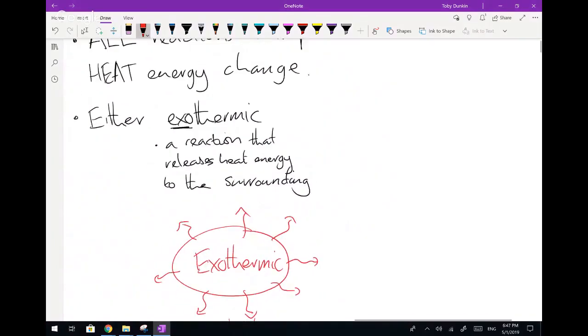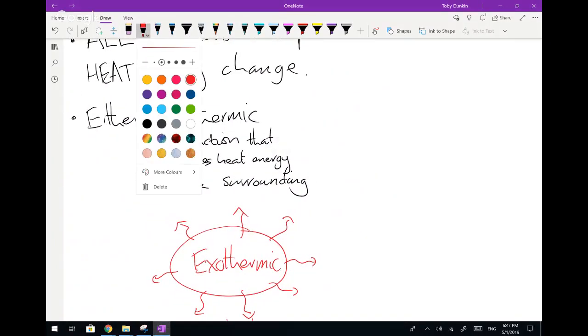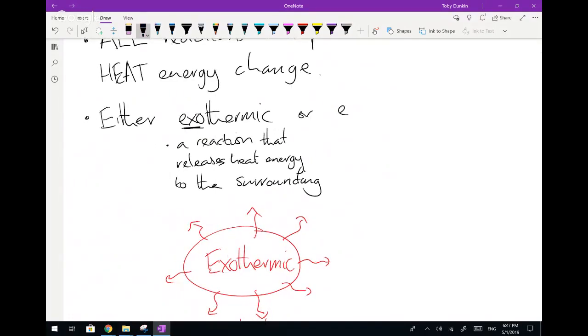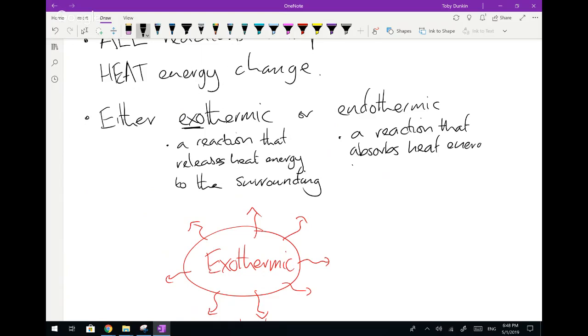The next one, of course, is, so if they're exothermic, the opposite, of course, is endothermic. Either exothermic or endothermic. Again, the word endo comes from the Greek for internal or inner, endothermic, and of course thermal or therm meaning heat. So this is inner heat, and this is a reaction that absorbs heat energy. Notice I'm never ever not saying those two together. Absorbs heat energy from the surroundings.